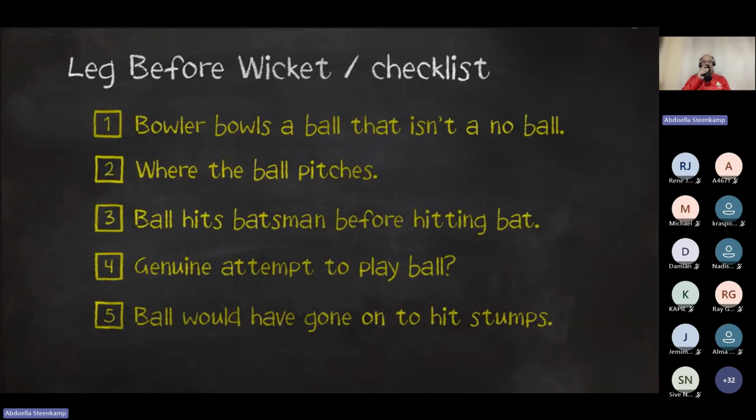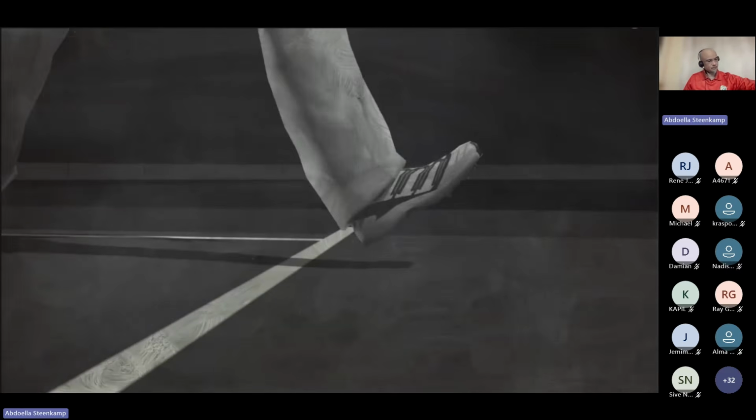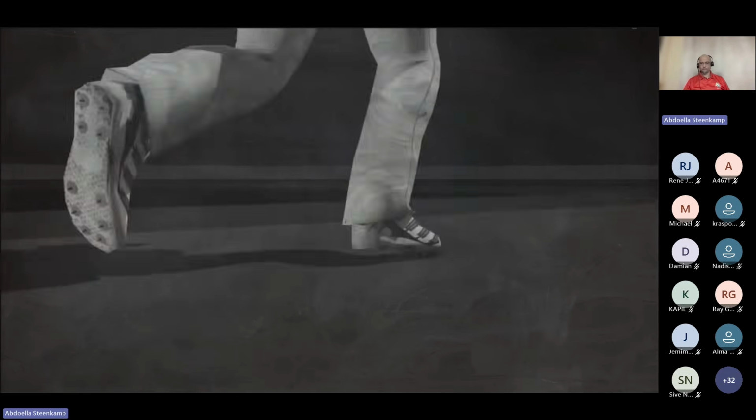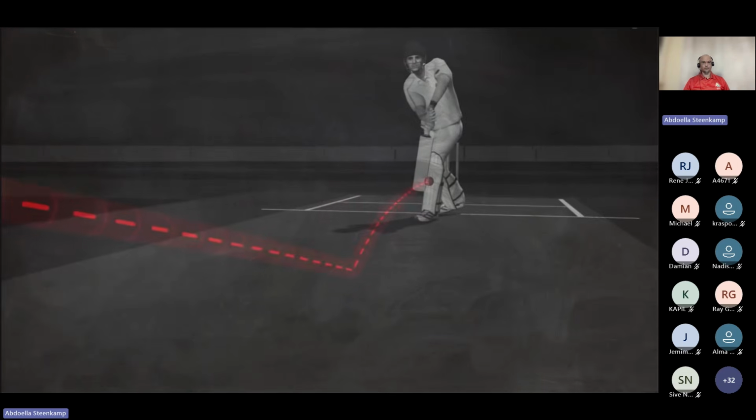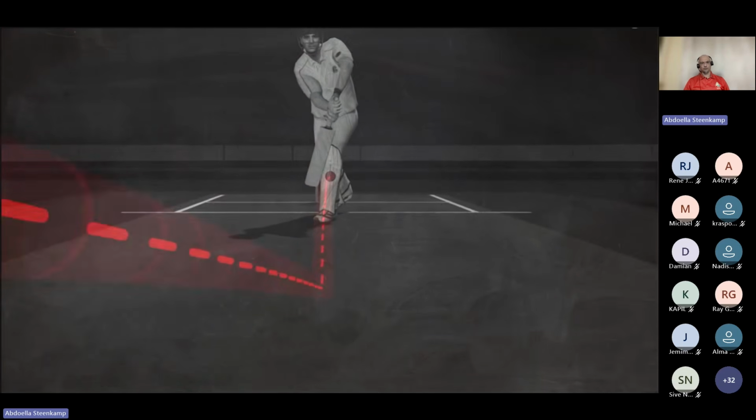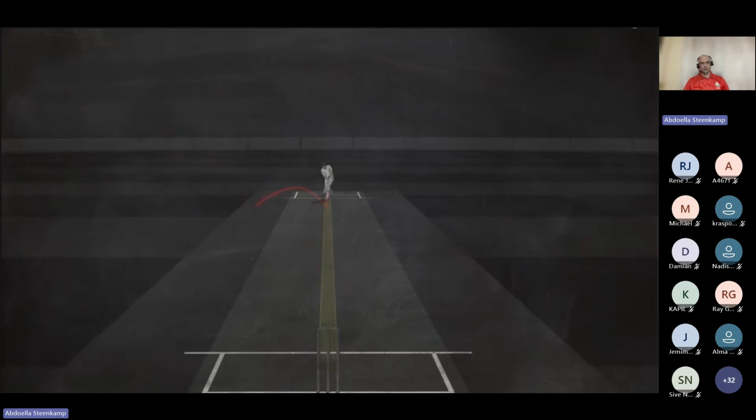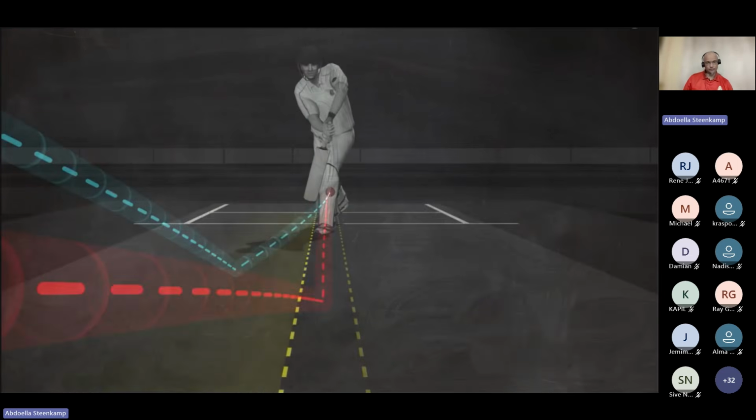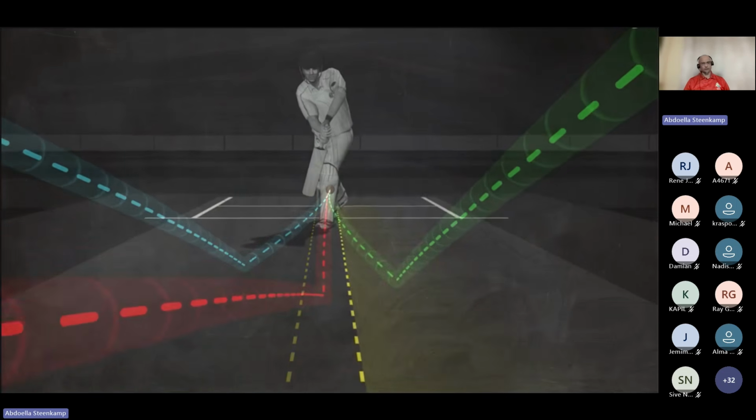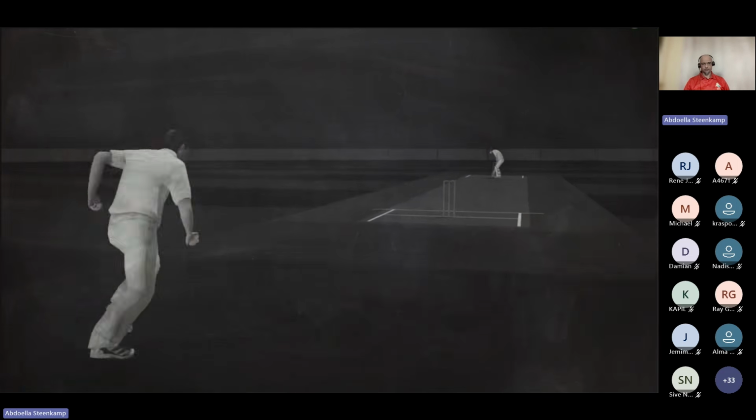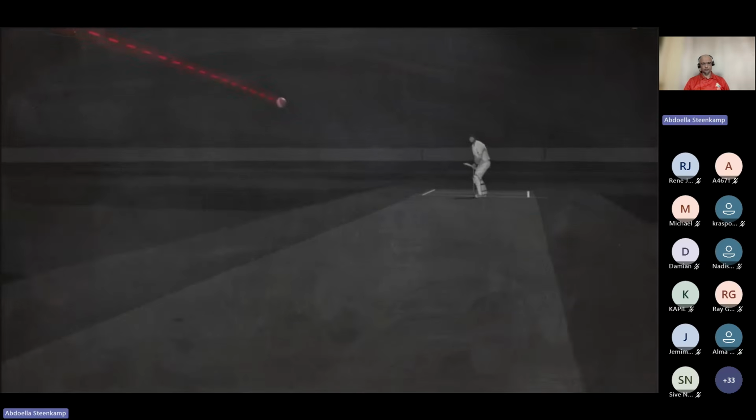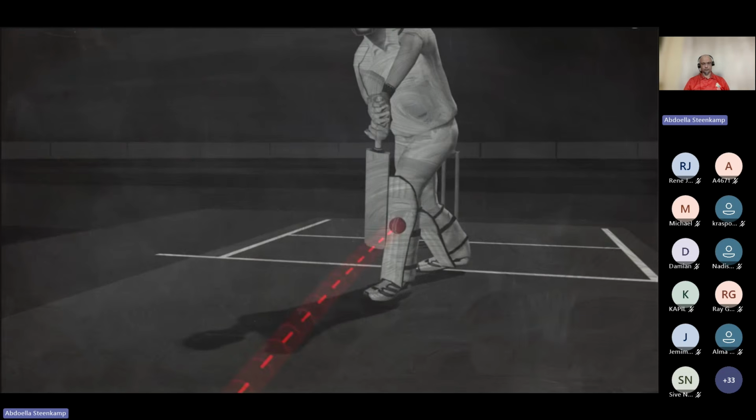The batsman is out, leg before wicket, if 1. The bowler bowls a ball that isn't a no ball, unlike this poor fellow. 2. The ball, if it is not intercepted on the full, pitches in line between wicket and wicket or on the offside of the batsman's wicket. It cannot be out if the ball pitches outside the line of the leg stump. 3. The ball hits the batsman either full pitch or after pitching and before he hits it with his bat.